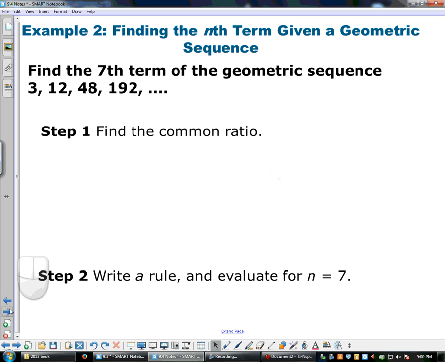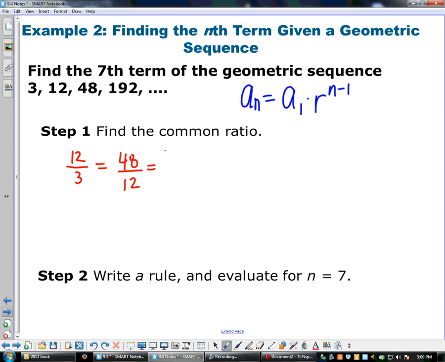So let's use that pattern and help us find the 7th term of the geometric sequence. So I'm starting off with 3, 12, 48, 192. Again, my rule here will be a sub n is equal to a sub 1 multiplied by r raised to the power of n minus 1. So my first step is I want to find the common ratio. Again, you already know it's geometric, so I'm going to start off by taking 12 divided by 3, so the second term over the first. That should be the same as 48 divided by 12, which should be the same as 192 divided by 48. Every single one of these reduces to 4, so my common ratio is equal to 4.